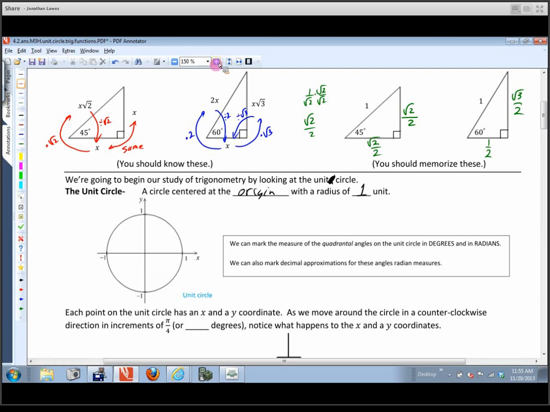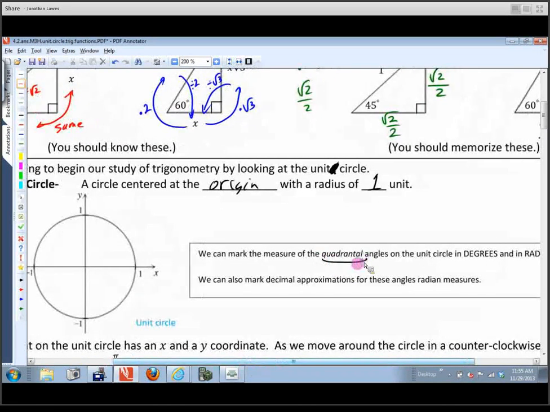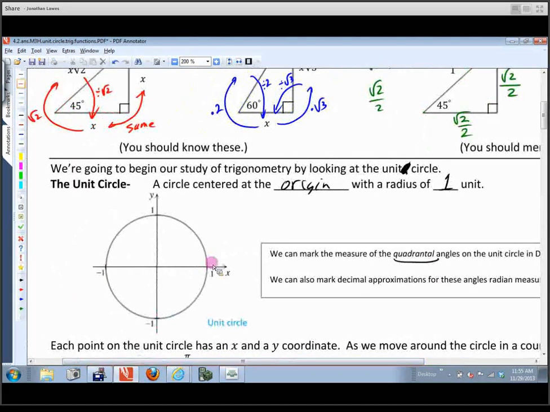So what we're going to do here is go through and mark this, and I know we've done this a couple of times, but we're going to mark the quadrantal angles. That might be a new term for you. We're going to mark the endpoints of each one of these quadrants in degrees and radians. So this would be 0 degrees, 0 radians. This is going to be 90 degrees, and that's the same as pi halves radians. This is 180 degrees, and that's the same as pi radians.